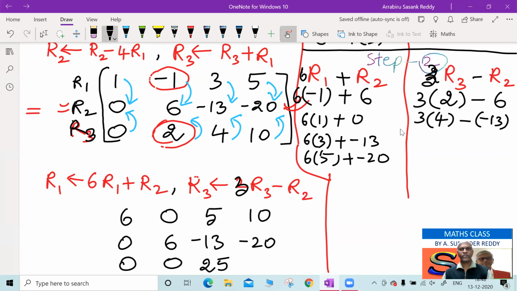Next 10 minus 20. So 3R3. 3 into R3. R3 value is 10 minus R2 value minus 20. So 3 into 10 30 minus minus plus 20. 20 plus 30, that is 50.